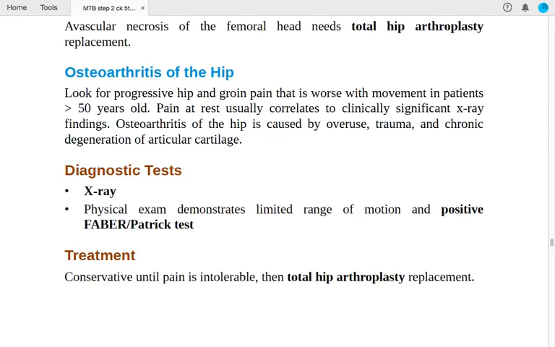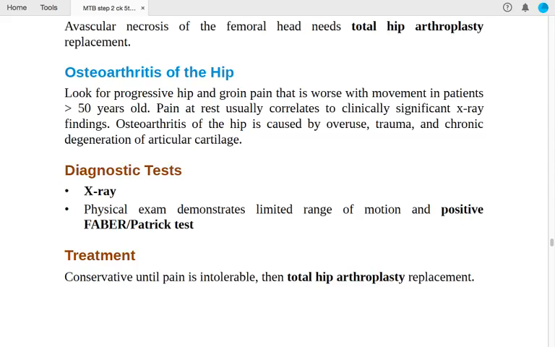Osteoarthritis of the hip is caused by overuse, there may be trauma, there may be chronic degeneration of articular cartilage. It can be of any reason. Maybe because of chronic degeneration of articular cartilage, maybe trauma, maybe overuse, that we can see in a case of osteoarthritis.